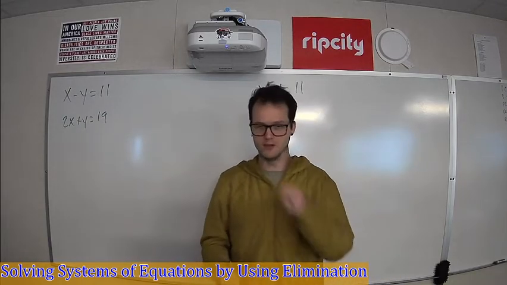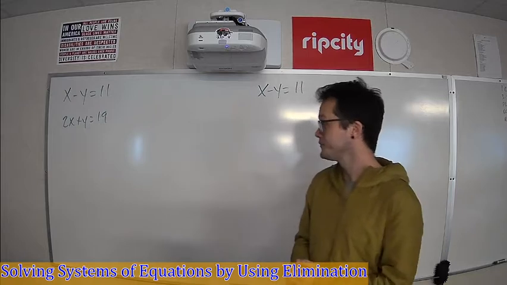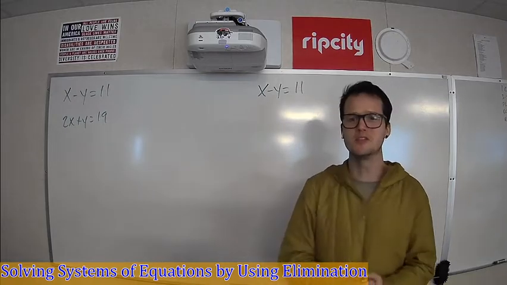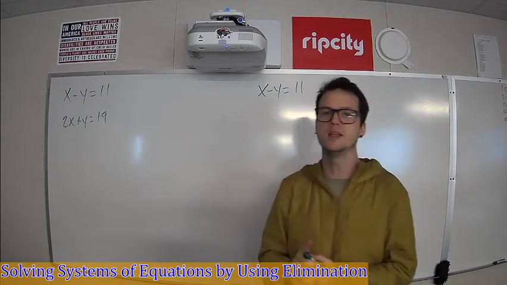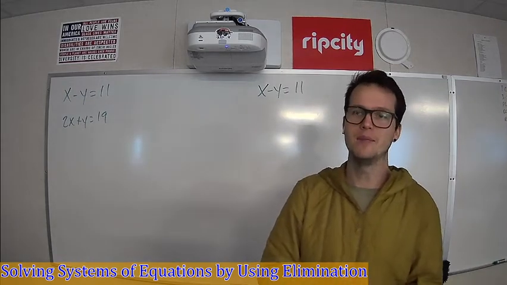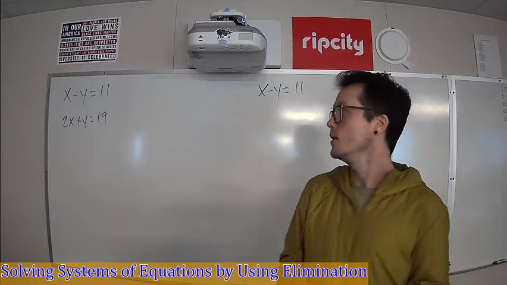We can't just graph those. They're not in slope-intercept form. We can't just do straight substitution. They're not solved like y equals blah, y equals blah. We can't just put them together like we did for substitution. Not happening. There is another way that we can do this though.